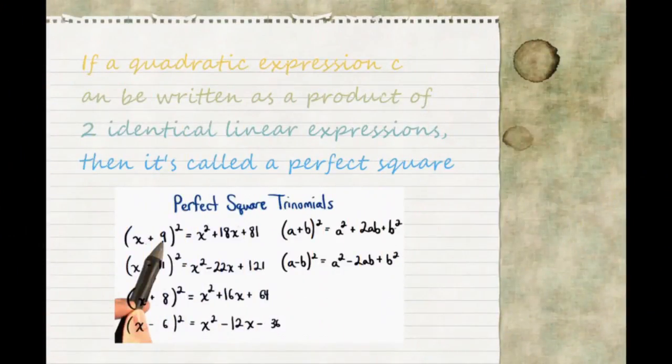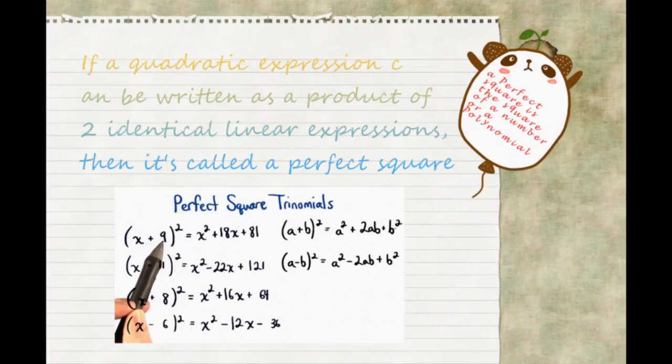Let's just dive right into the topic of completing the square by explaining what a perfect square is. Basically, when a quadratic equation can be factorized down to two brackets which look exactly the same, it is a perfect square.